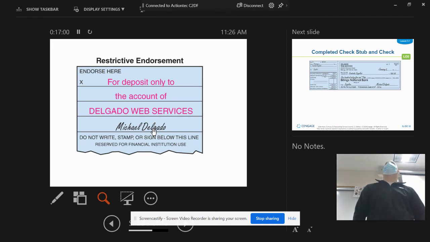Anybody have an idea? Why do you think it's in red? Yeah, look below. It says, do not write, stamp, or sign below this line. You can, as a business, stamp that on the back and then have somebody sign it. Or sometimes even the stamp has a signature on the back and you don't have to do anything but just stamp it. Why do you think you would stamp it as opposed to write it?